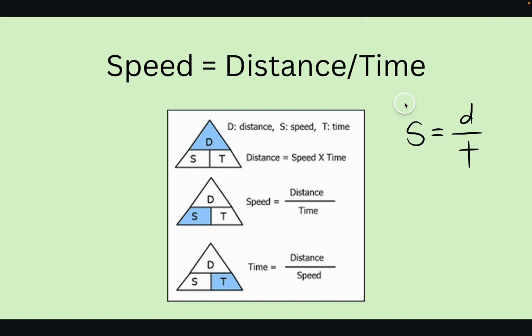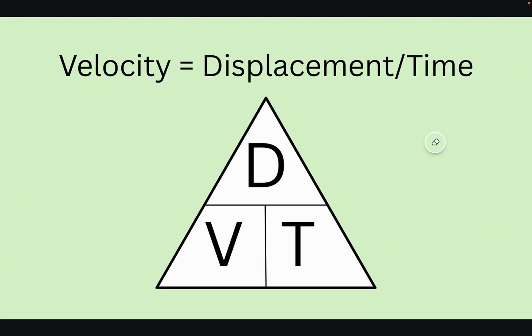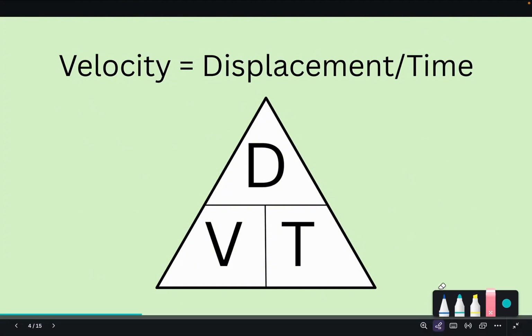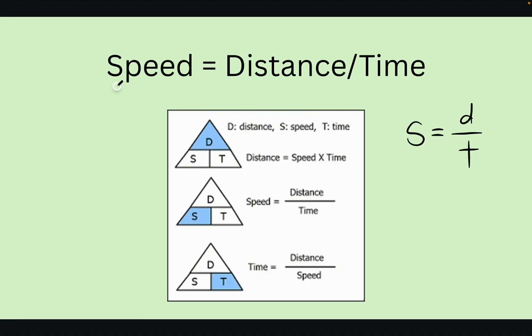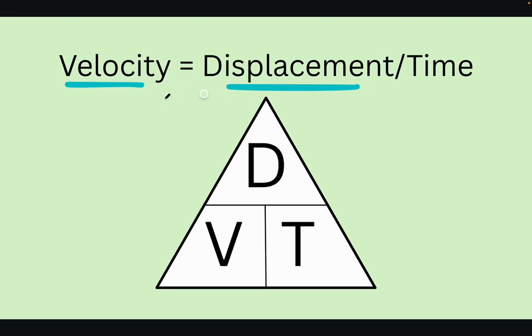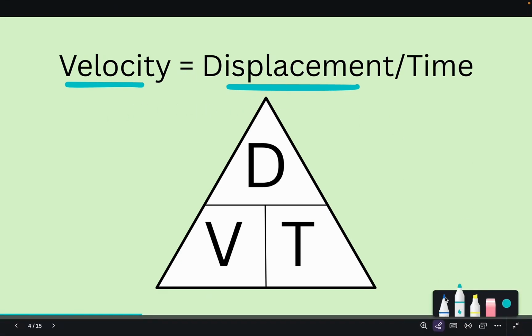Okay, now that we're done with that, let's move on to the second formula for this video. Velocity is equal to displacement over time. Now, if you've watched the last video, you'd know that there's not much that needs to change here, because velocity and displacement are basically the same as speed and distance. The only difference is both velocity and displacement are vector quantities, which means they require a direction.